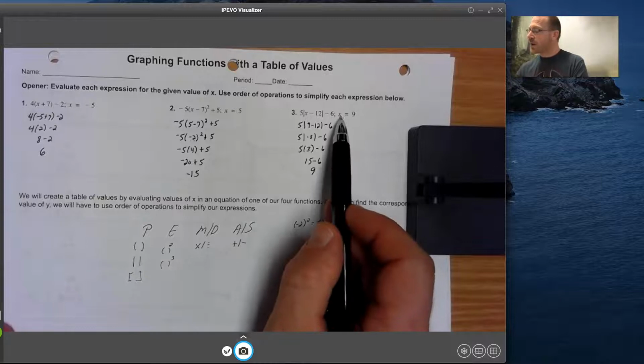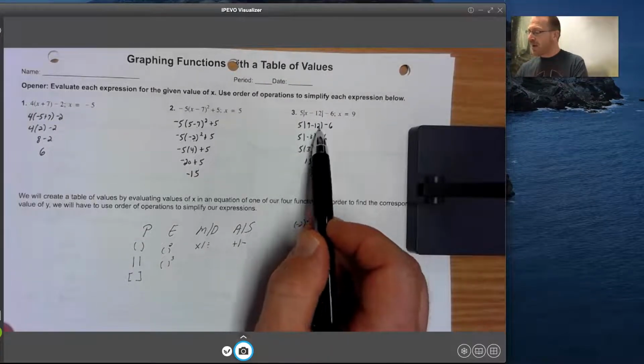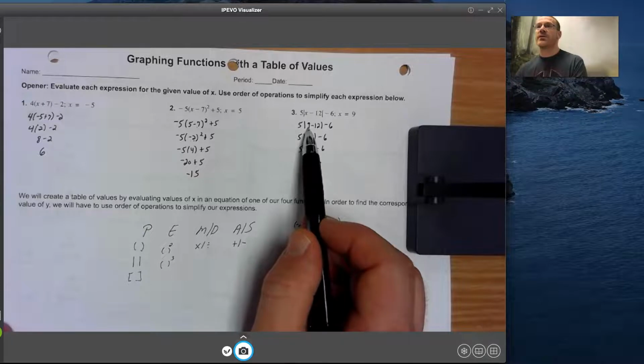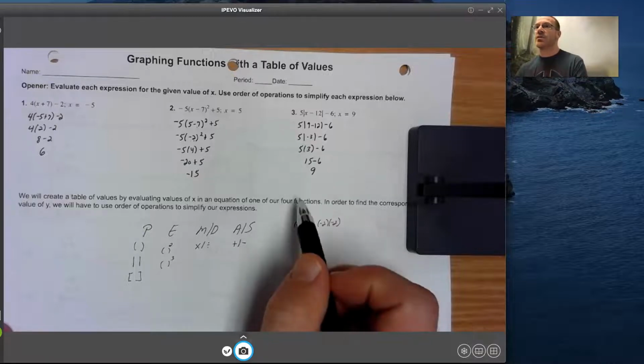All right, so x equals 9. So I'm going to put the 9 in for x here. Now, within my absolute values, I have to perform order of operations. I need to simplify to get down to one exact number. So I have 9 minus 12, which is negative 3. Now I apply my absolute value to negative 3.